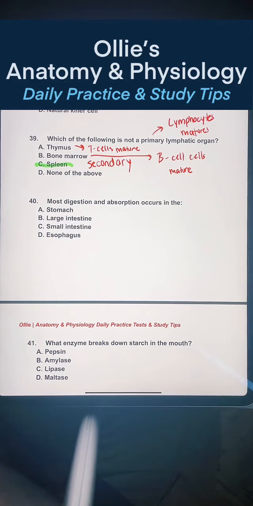Yep, you can live without your spleen. You are more prone to infections, but yes, you can live without it.